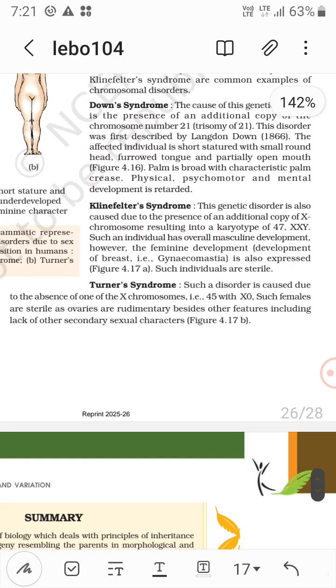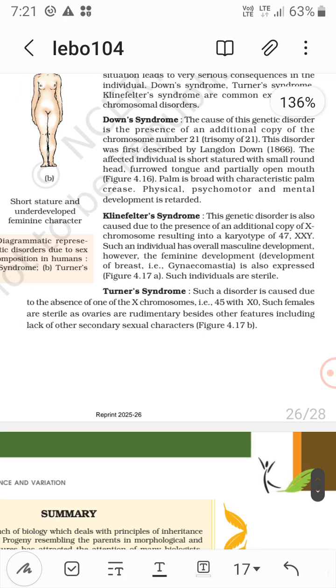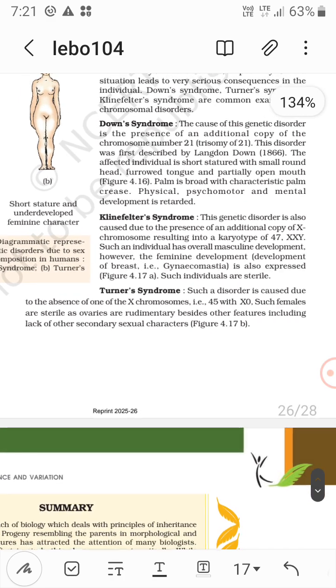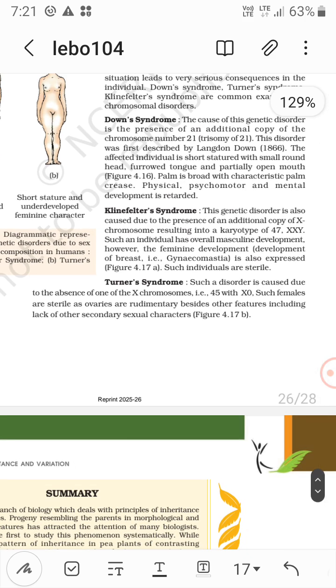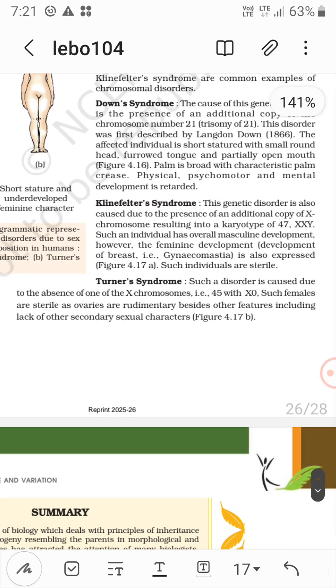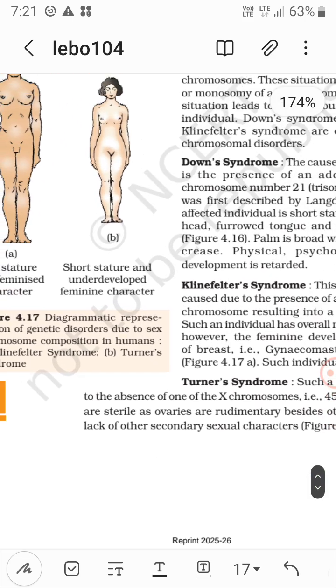Now Turner syndrome. Such a disorder is caused due to the absence of one of the X chromosomes, that is 45 with XO. Such females are sterile, as ovaries are rudimentary, besides other features including lack of secondary sexual characters. So this is Turner syndrome.